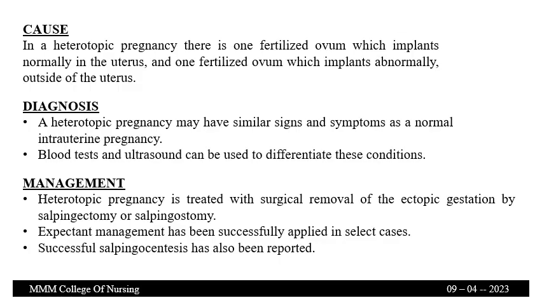Diagnosis: a heterotopic pregnancy may have similar signs and symptoms as a normal intrauterine pregnancy. The blood test and the ultrasound can be used to differentiate these conditions. And heterotopic pregnancy is treated with surgical removal of the ectopic gestation by salpingectomy or salpingostomy. Expectant management has been successfully applied in selected cases. Successful salpingocentesis has been reported. Salpingocentesis means they open the fallopian tube and drain out the products of conception.